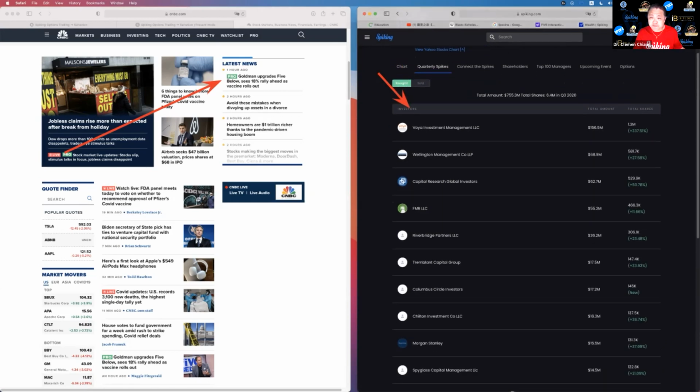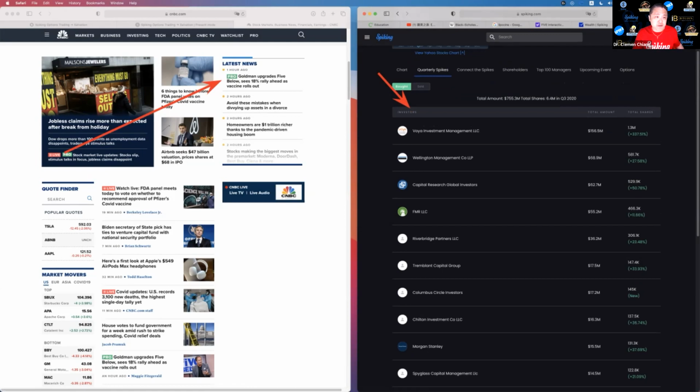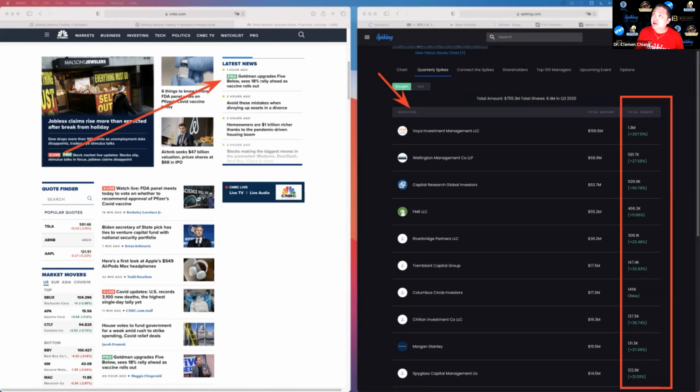And here we go. You look at all these crazy people doubling down. Check this out. All right. So right now I'm training myself. When I do this inspection per company, I must do it in less than 3 minutes. All right. 1 minute on the chart, 1 minute on the quarterly spikes, and 1 more minute on the top 100 money managers' changes. All right. So I'm very productive in my time.